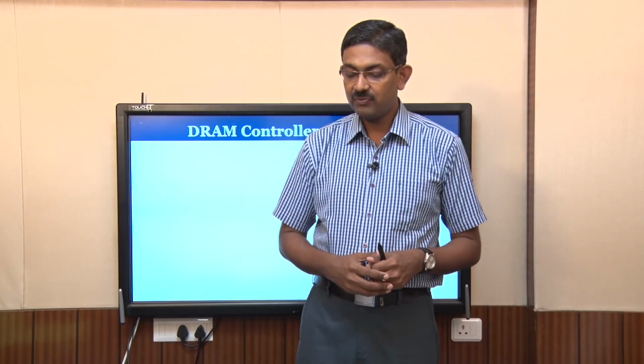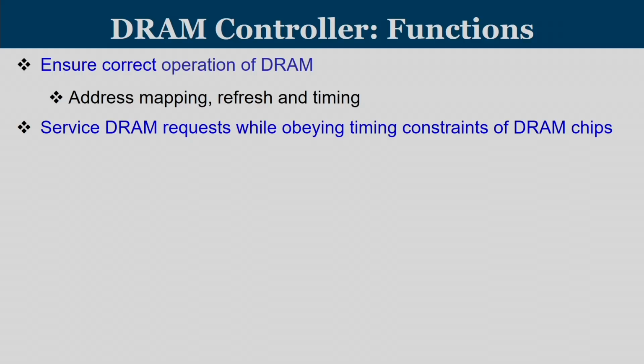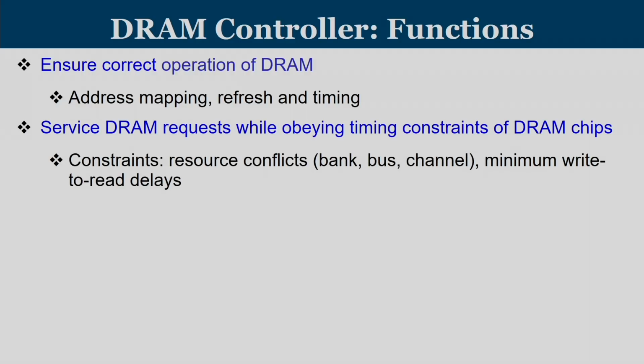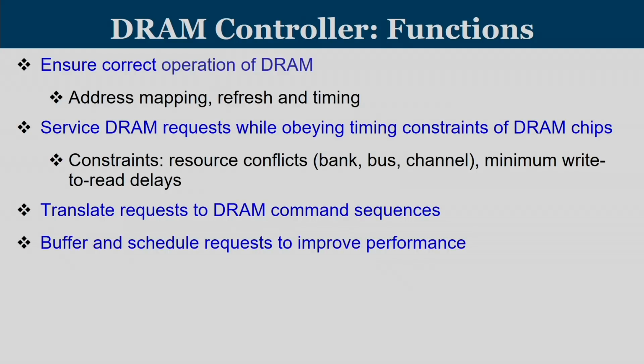Now we will see what the functions of a DRAM controller are. The DRAM controller does many functions. First, it has to ensure correct operation of the DRAM, like address mapping, refreshing and timing. Second, it has to service DRAM requests, whatever requests come to the DRAM controller, by using appropriate scheduling principles. You will have a lot of constraints, like resource conflicts. Sometimes the requests will be to the same bank, sometimes to the same channel, sometimes you have to make use of the bus. So you have to minimize the delays. And whatever requests you get, you have to translate them into command sequences that the DRAM device can understand.